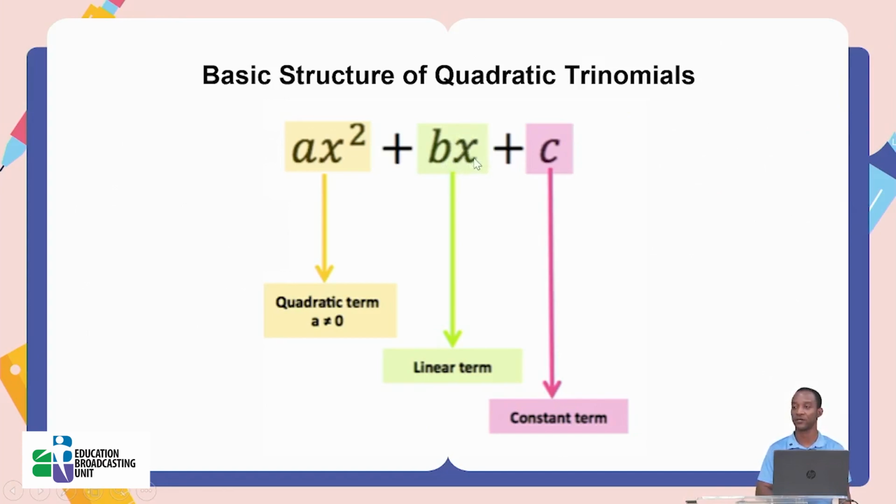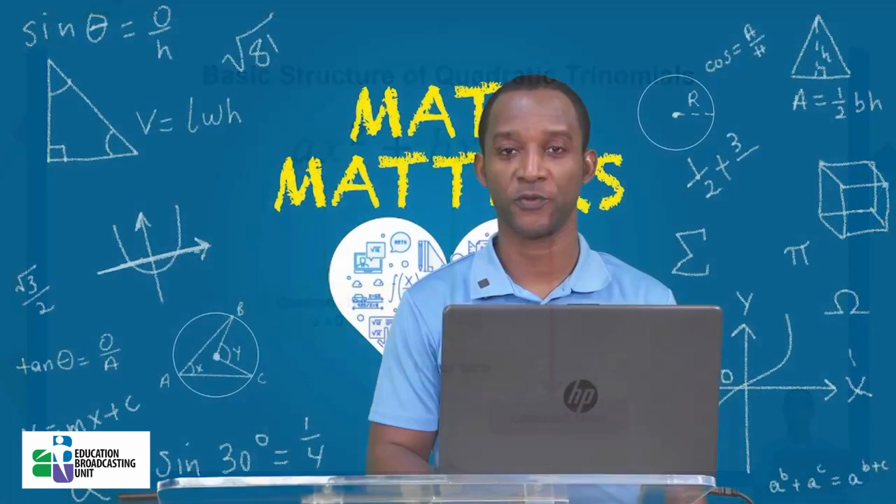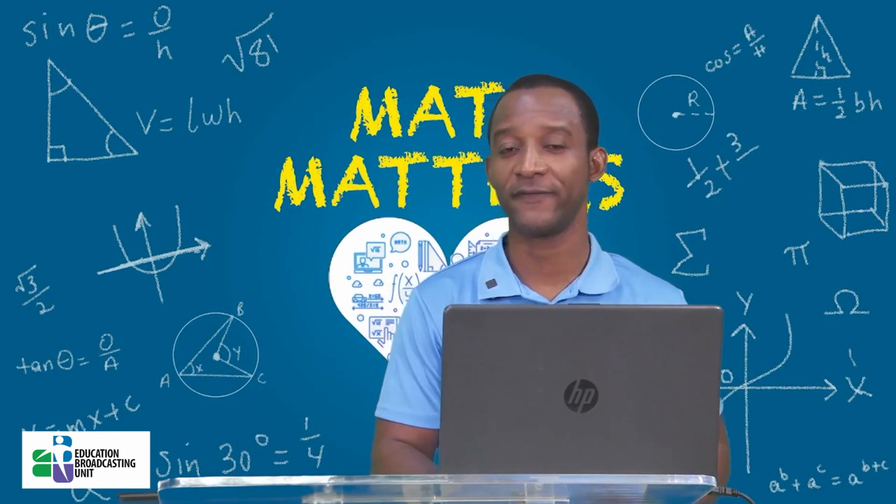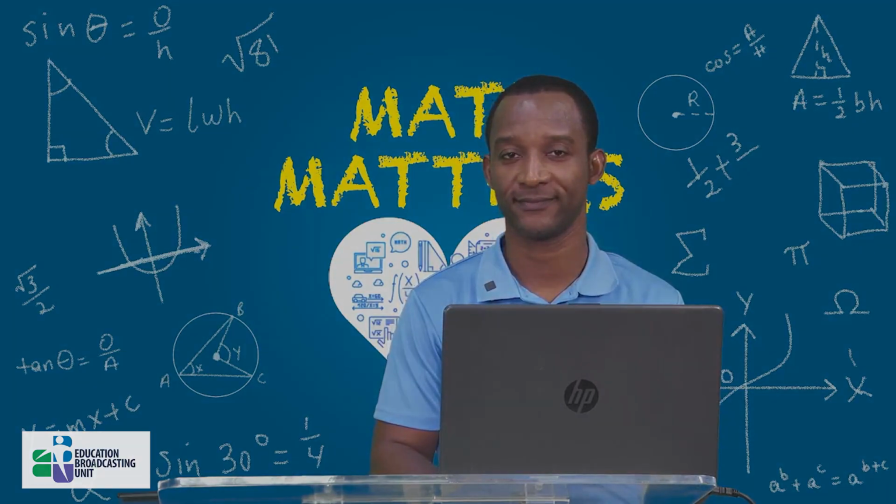The variable x is raised to the power of 1. Even though we cannot see the power of 1, it is still there. And the last term is what we call the constant term. It has no variable next to it. Let us take a break, and when we come back, we'll look at factorizing quadratic trinomials.